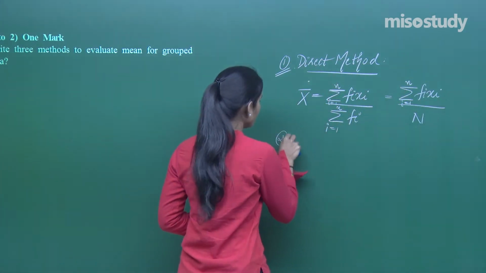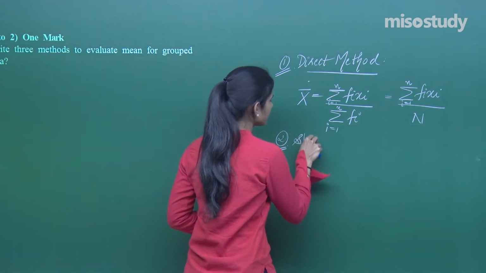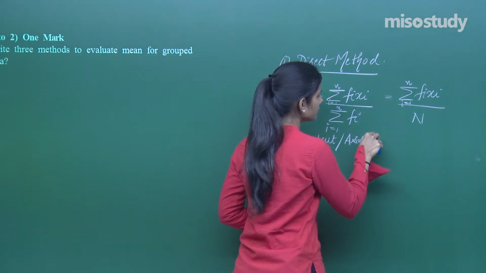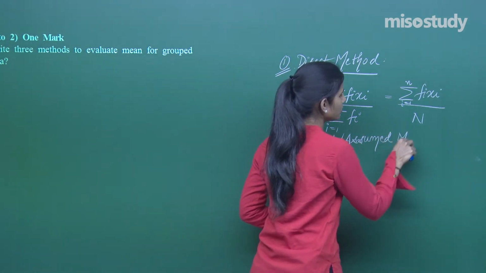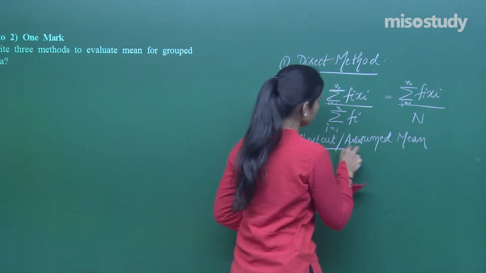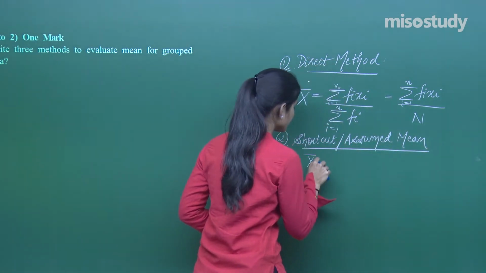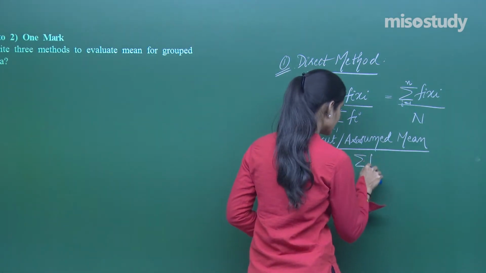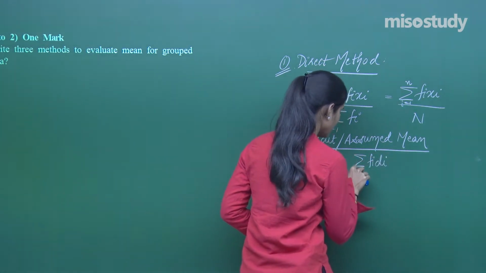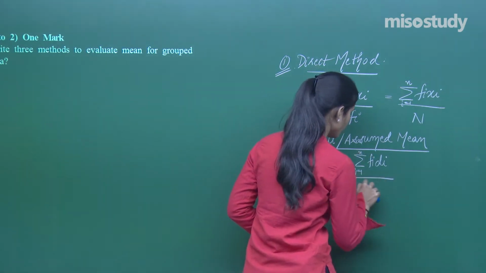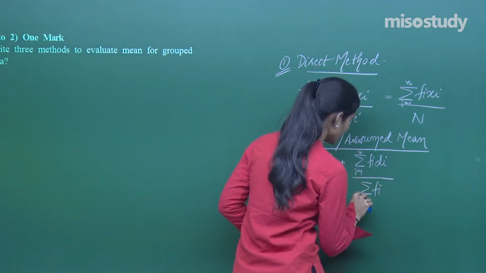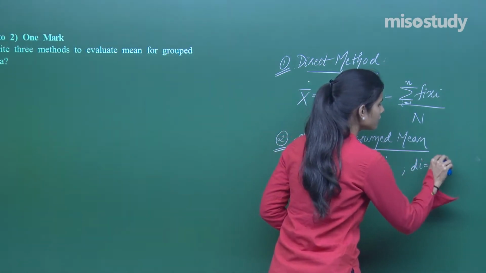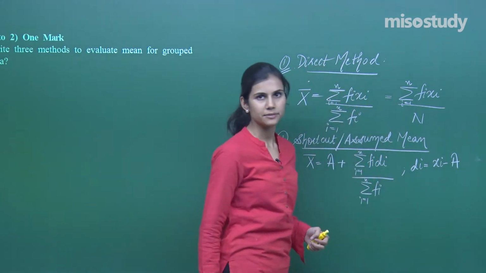The next method is your shortcut or assumed mean method. Which says mean is equal to the assumed mean plus summation fi di, i varying from 1 to n, whole upon summation fi, i varying from 1 to n, where these di's are nothing but deviations of xi's from the assumed mean.